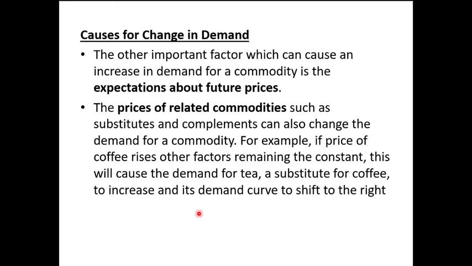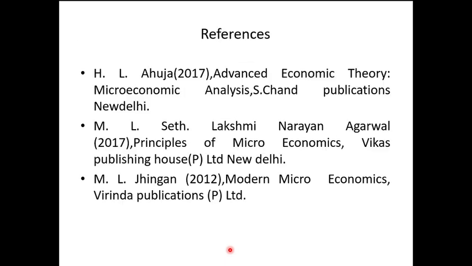Now we can discuss the causes for change in demand. Change in demand may happen because of the factors or determinants of demand. Here I have written expectation about future price or price of related commodity. Other than these, you can also write change in fashion, change in preference, and change in season or weather. All these are reasons for changes in demand. So this is the reference as far as the current topic is concerned.